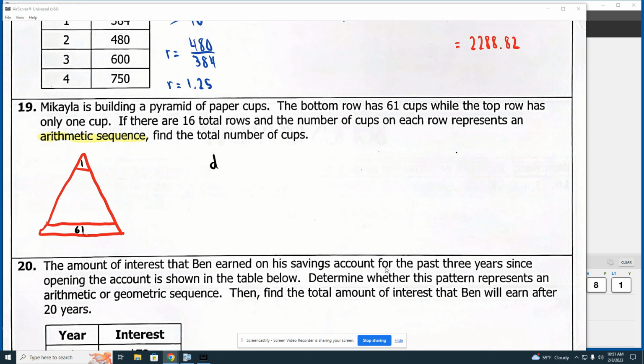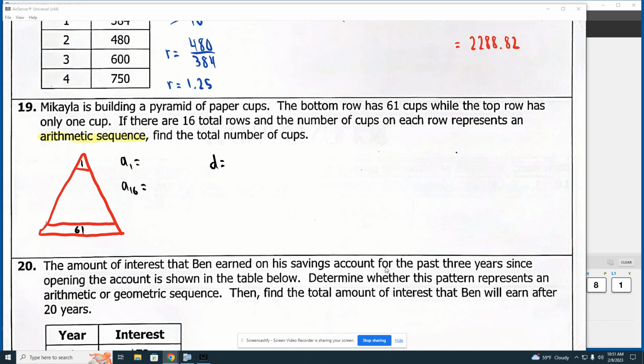All right, so in the past, we found common differences by taking the second term and minusing it from the first term. But what do I not have? I don't know the second term and the first term. I only know one of those two. But what else do I know? I know the last one. And how many are there? So I know how much the first has and the last.